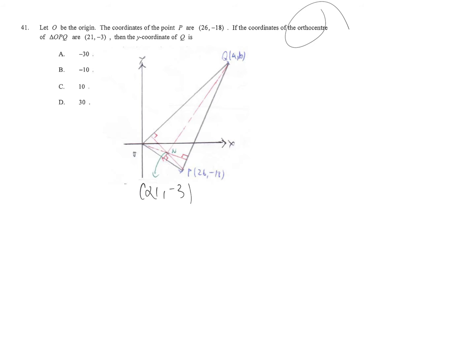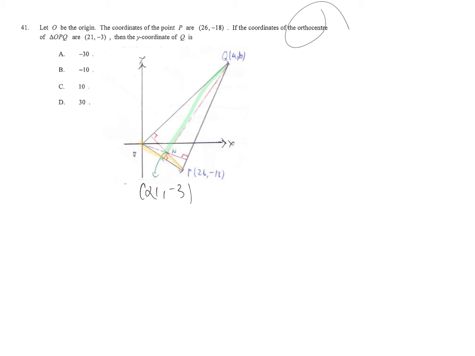So question 41 is talking about coordinate geometry and is about an orthocentre, which means the point of intersection of three altitudes. So first we draw a diagram of the triangle OPQ. We remember some basic properties of the orthocentre, which are that each line is perpendicular to the base. So let's start by finding some connection with line OP and QN.